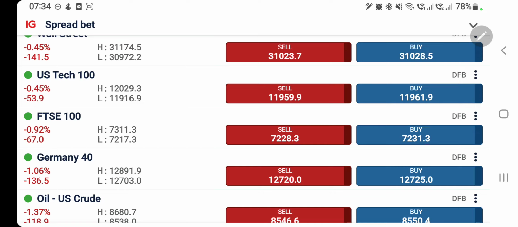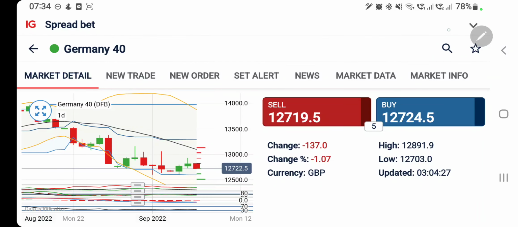Let's start the analysis. First, we'll look into Germany 40, followed by FTSE 100. Do watch till the end. Do note down the levels.